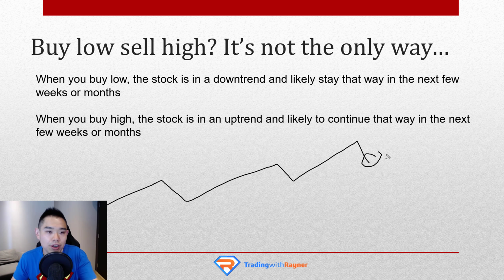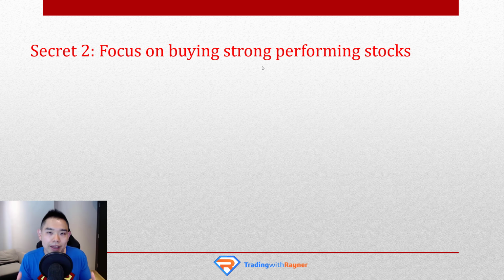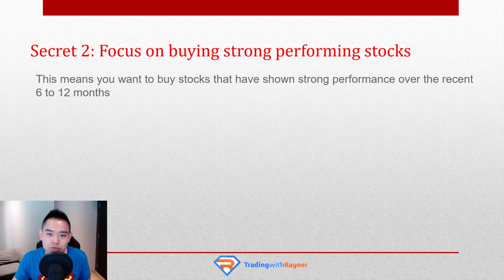So this is why, as a trader, what this means for you is that you want to focus on buying strong performing stocks. You want to buy stocks that have shown strong performance over the recent 6 to 12 months, because these are the stocks that are likely to continue higher over the next few weeks or months. Okay, so that's the second secret for you.